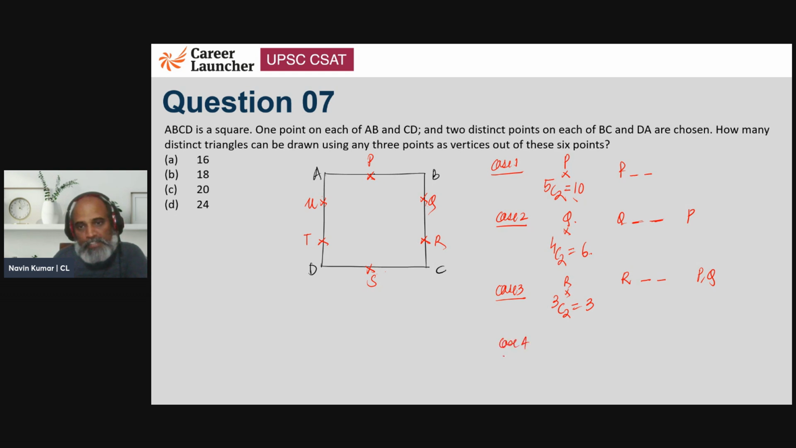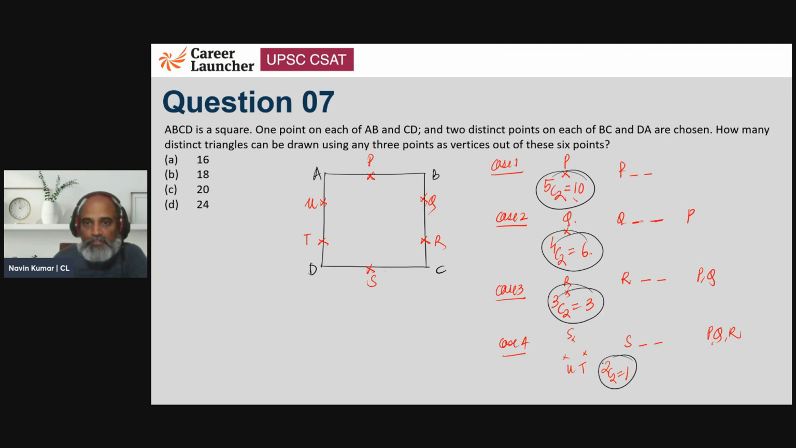And let's take case 4. अब क्या है कि P भी नहीं रख रहा, Q भी नहीं रख रहा, R भी नहीं रख रहा, so we will definitely pick S. If we pick S, there are only 2 more points that we have, U and T, right? So we will have only 2C2, that is 1 triangle possible. So if we count the number of triangles here, this is going to give us 10 plus 6 plus 3 plus 1, which is going to be 26 triangles.